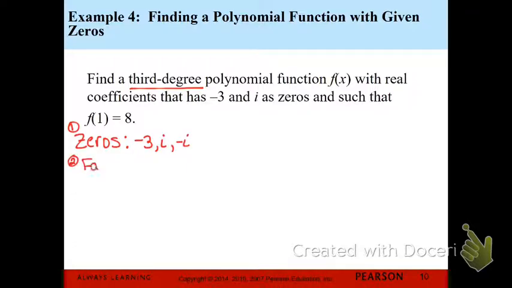So step 2 is your factors. How do you find the factors? Change the sign, we plug them back in with x, right? So the -3 is going to give me x plus 3. And the positive i is going to give me x minus i. And the negative i is going to give me x plus i.